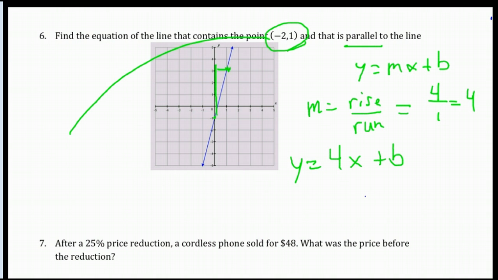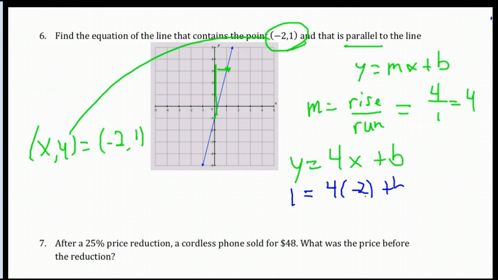Like the last question, you're going to plug in the ordered pair (-2, 1) for x and y, and then solve the equation for b. Because the point must lie on the line if and only if it solves the equation. So it must satisfy the equation after we plug in. After we do, we find that b is equal to 9. Add the 8 over, and then we make our conclusion. So our formula for this one is y = 4x + 9.